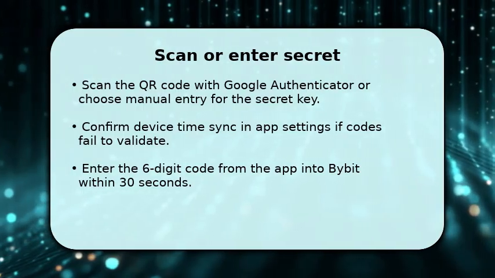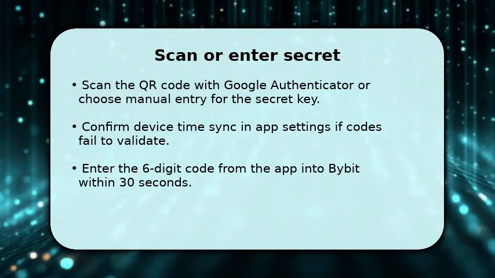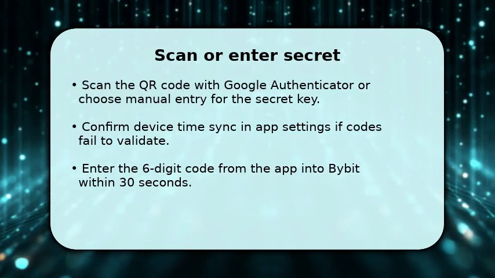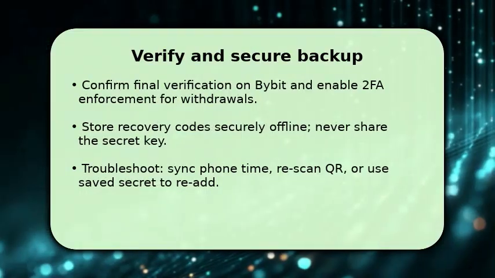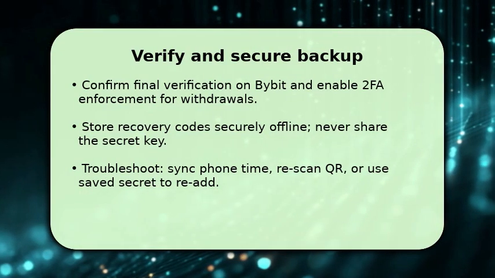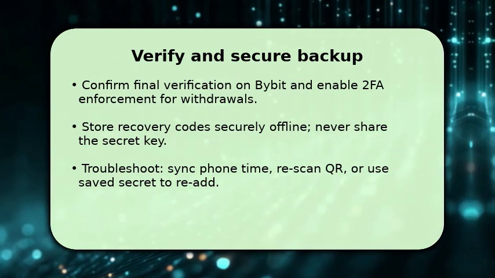Then enter the current 6-digit code from the app into Bybit and submit promptly because codes change every 30 seconds. If the code accepts, you've linked the app to your account. Finally, complete the verification prompt on Bybit to activate Google Authenticator. You should also enable 2FA requirements for critical actions like withdrawals and API keys.